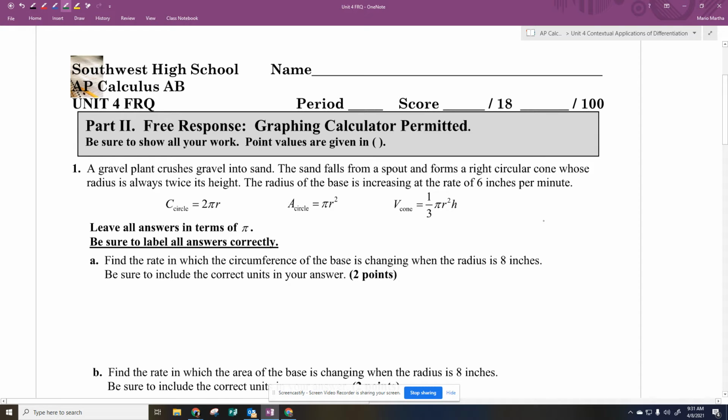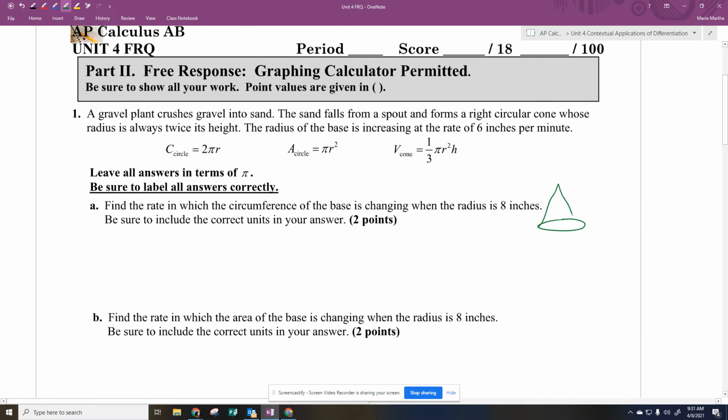So we know it's a right circular cone. So it's being poured as a right circular cone, right? And then the radius is always twice its height, meaning the radius is always 2 times h. And the radius of the base is increasing at a rate of 6 inches per minute. So we can say dr/dt equals 6 inches per minute.